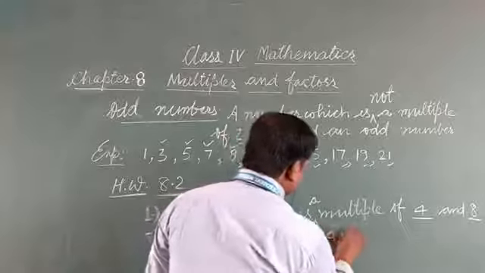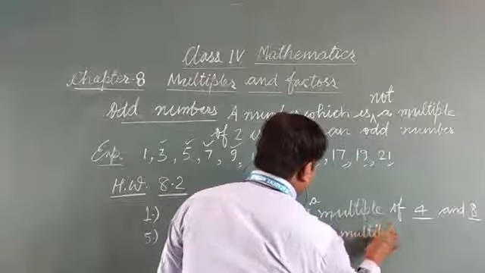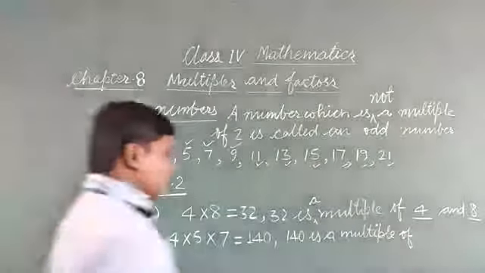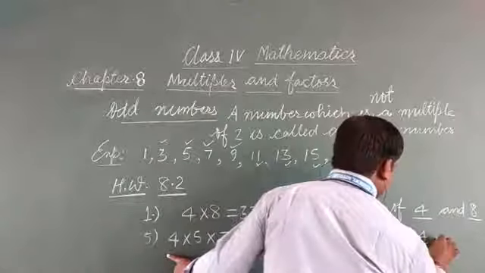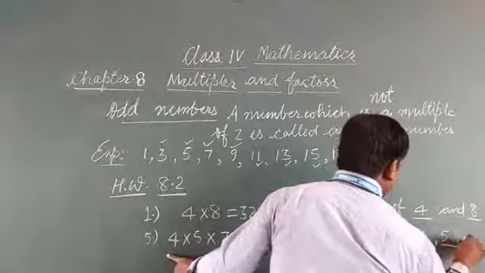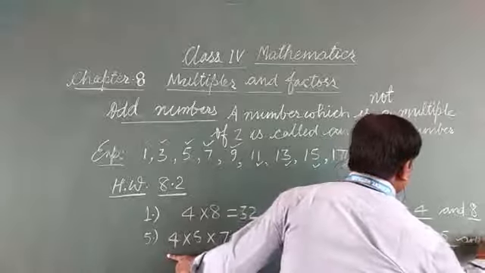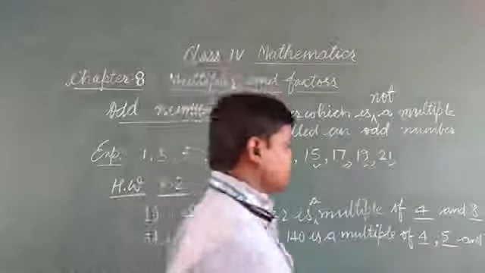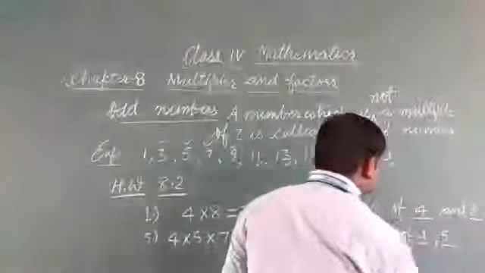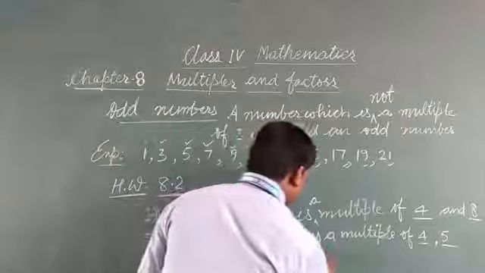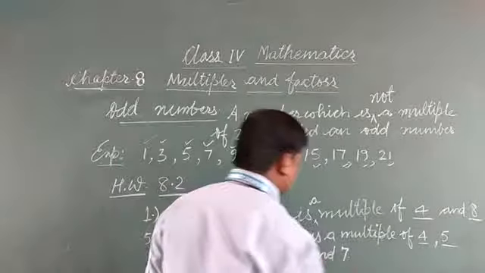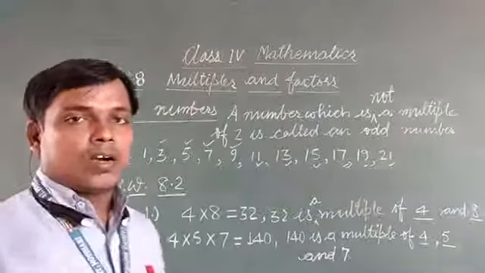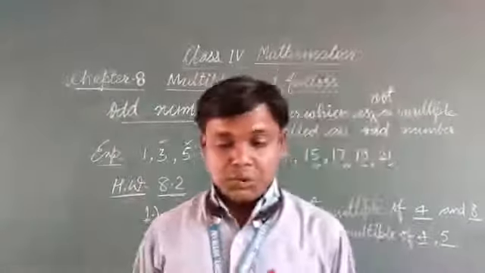So 140 is a multiple of all these numbers, means a multiple of 4, 5 and 7. So like this you can write the answers of the questions of exercise 8.2.